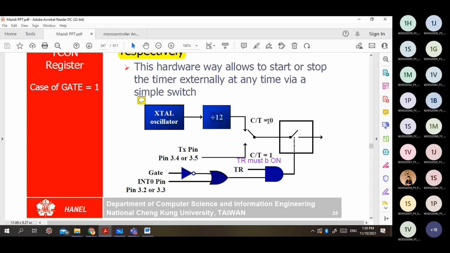And now if you want to use that timer as a counter, then in that case you have to make this particular bit C/T bar equal to 1 so that this particular switch will be toggled down and it will select the external frequency which we have to apply at pin 3.4 and 3.5.